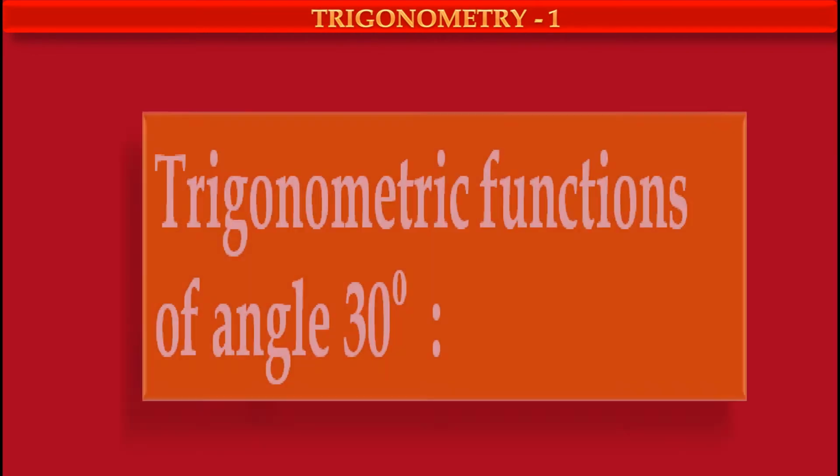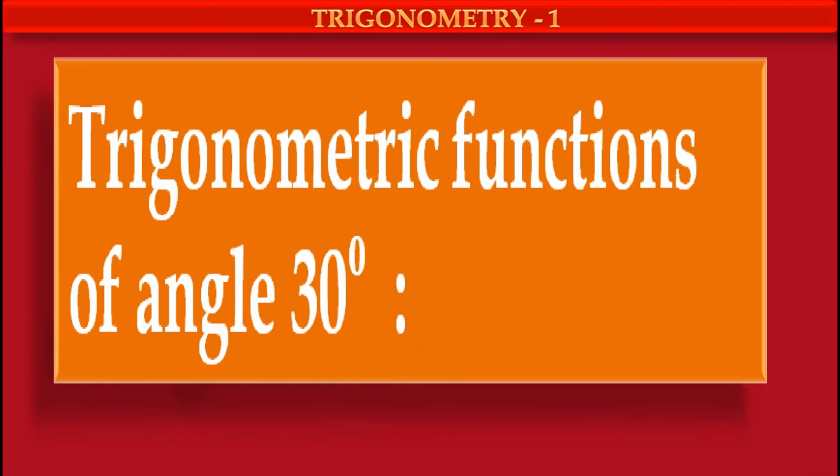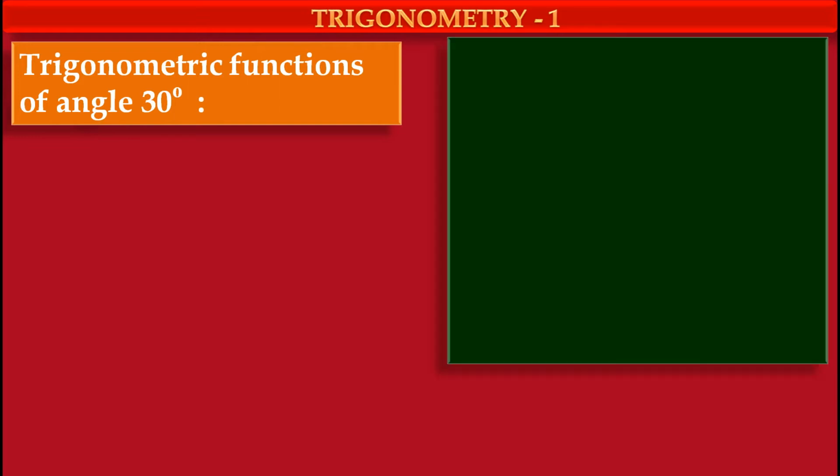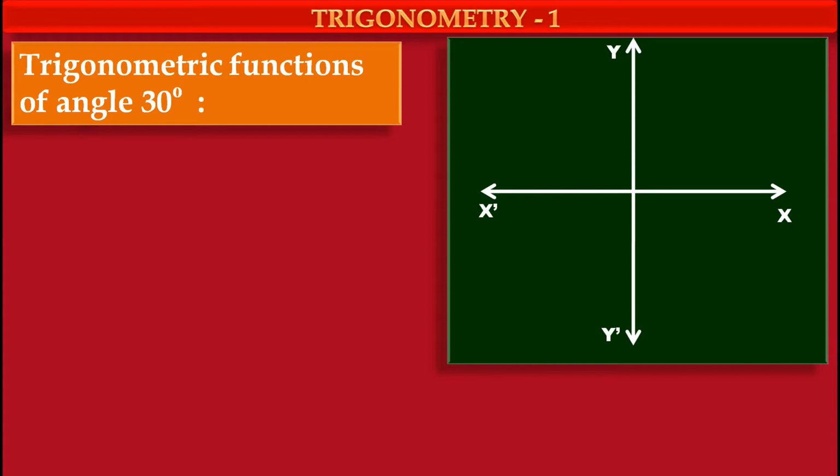So friends, we have to find trigonometric functions of angle 30 by using a circle. So first we have to draw a circle in the coordinate system. This horizontal line is our x-axis, also known as x dash. This vertical line is our y-axis, also known as y dash. Now we have to draw a circle, the standard unit circle. It is standard because its center is the origin O, having coordinates 0, 0, and it is unit because its radius is 1 unit. So it is known as the standard unit circle, having center at the origin and radius 1 unit.